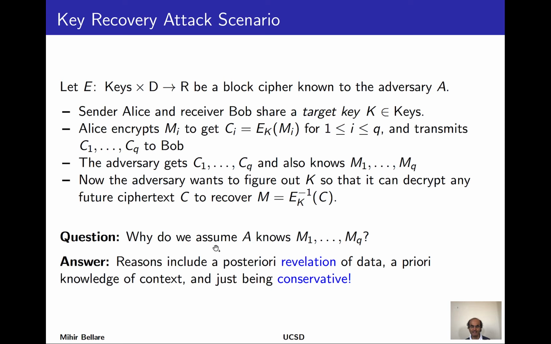And things like this mean it's a good idea to think that the adversary has quite a bit of information about the data and that the real target is the key. A second reason is simply that we are conservative. If we can obtain security even when the adversary knows the messages, we have a better guarantee than if we can obtain security assuming it doesn't know the messages. And so we target the more stringent goal.